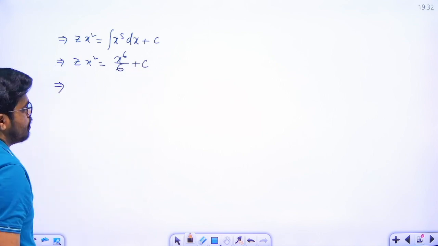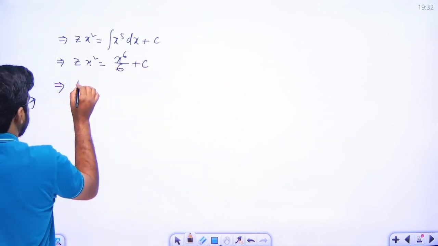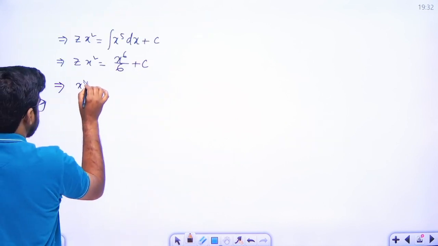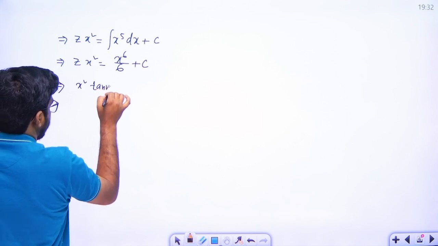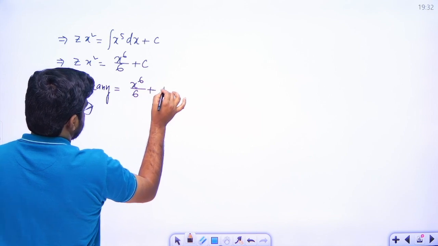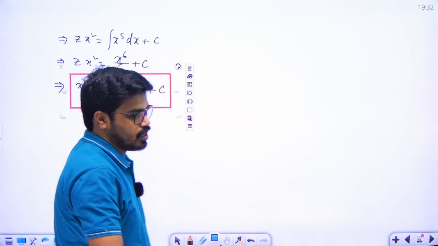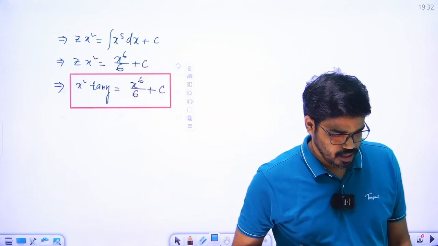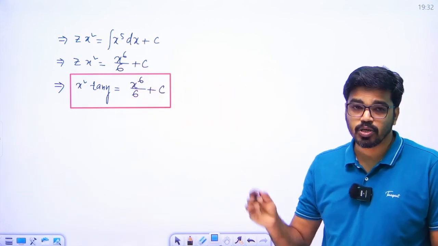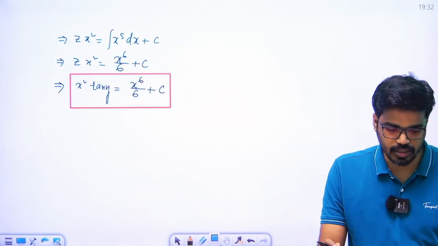What is z? Z is tan y, right? So x square tan y equals x to the power 6 by 6 plus c. So this is the required solution. Okay, right? So this is the required solution of the given differential equation.